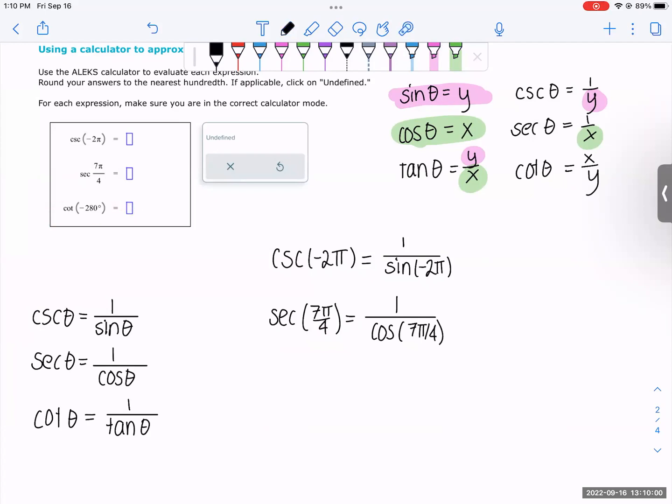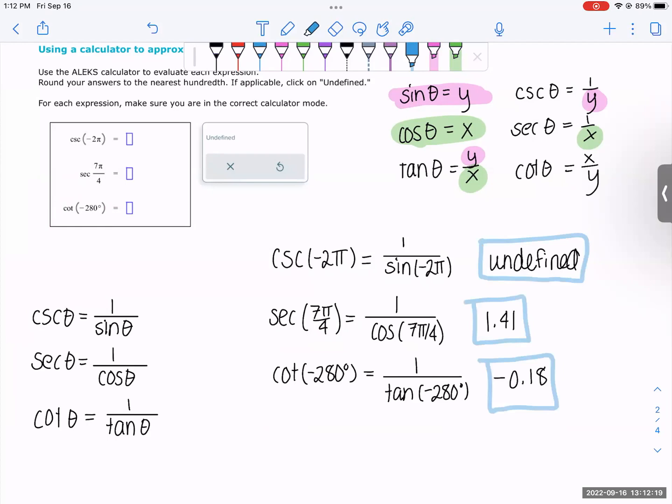Cotangent of negative 280 degrees. Cotangent's partner, soulmate, is tangent, so this is 1 over tangent of negative 280 degrees. I'll go plug those into my calculator real quick. I'm gonna pause the recording while I do that. All right, so I have those values there.